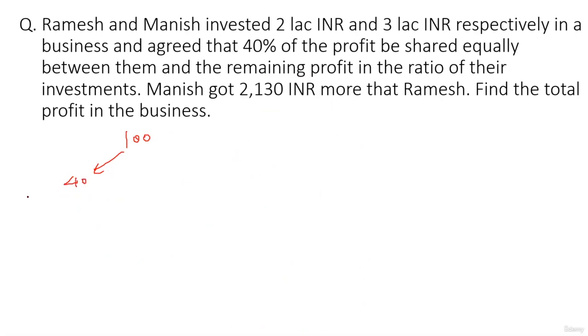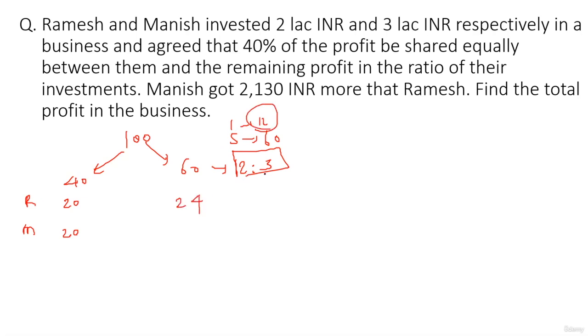40% of this profit they will divide equally, so 40 rupees they will divide equally. Each will receive 20 and 20. The remaining 60 rupees, 60% of profit, they will divide in the ratio of their investments, 2:3. 2 plus 3 corresponds to 5. 5 corresponds to 60. So 1 point corresponds to 12 units. If 1 point corresponds to 12 units, 2 points correspond to 24 and 3 points correspond to 36.